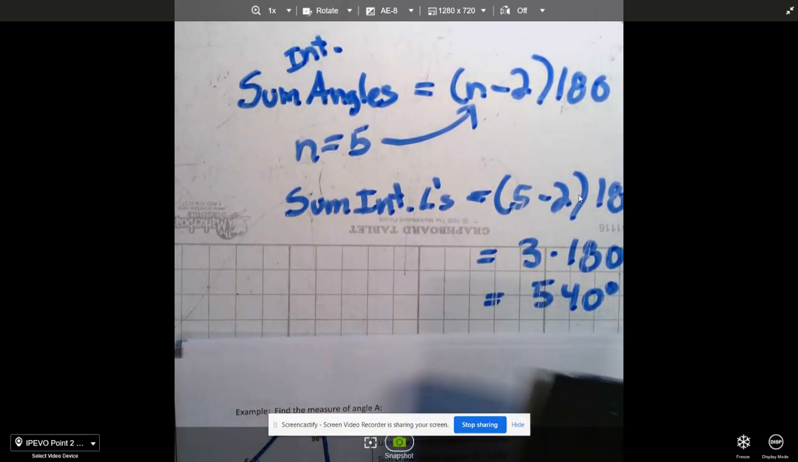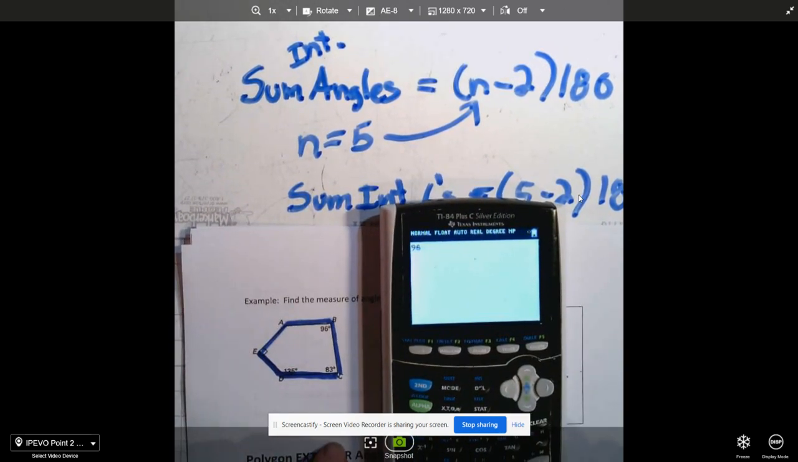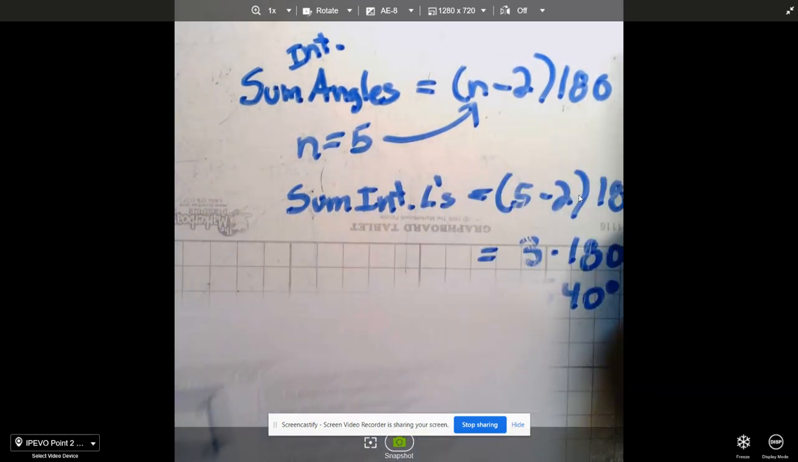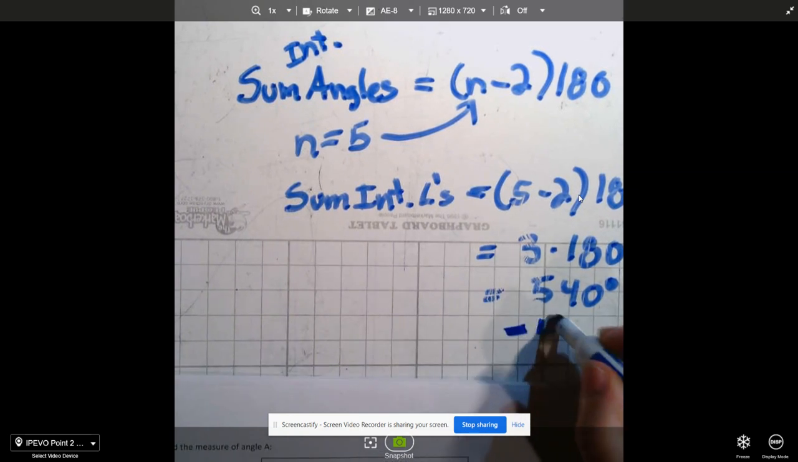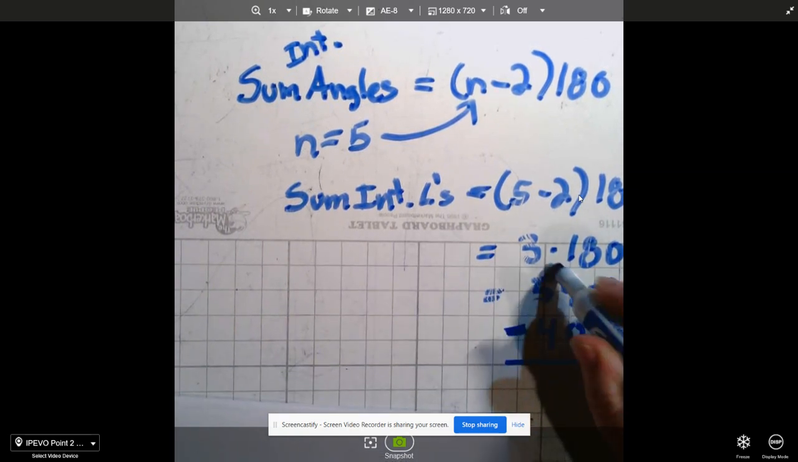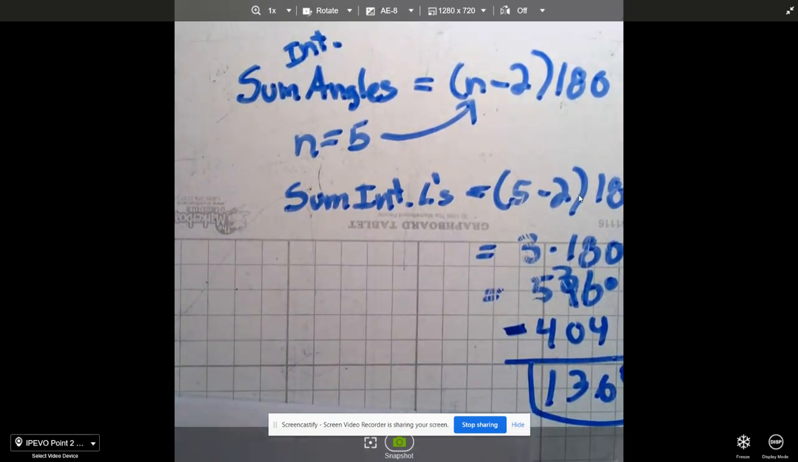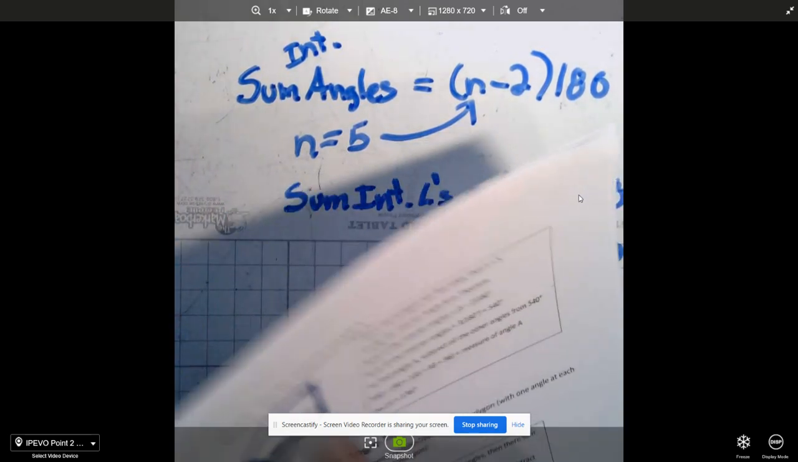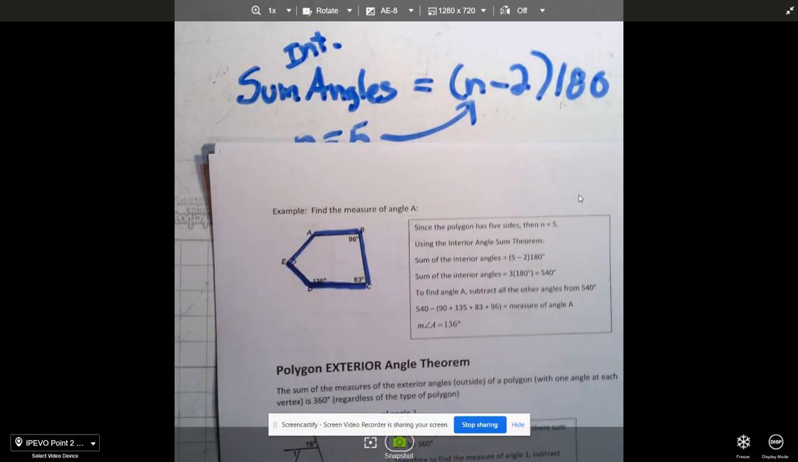So let's go ahead and add those all up. Take out my calculator, see if you can see this. Yep. So 96 plus 83 plus 135 plus 90, that's a total of 404. So I know the total sum is 540. I'm going to subtract 404, and I get 136 degrees. So I know that this angle A has to be 136 degrees, because that way if I add them all up, they'll equal the 540. If you have any questions on that, please let me know.